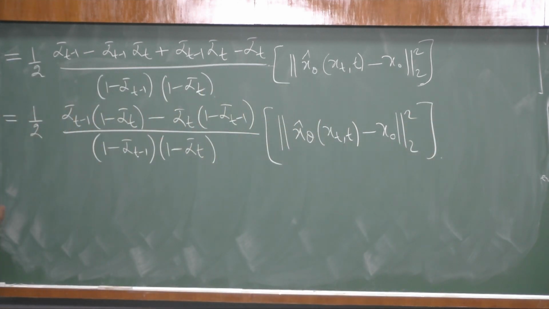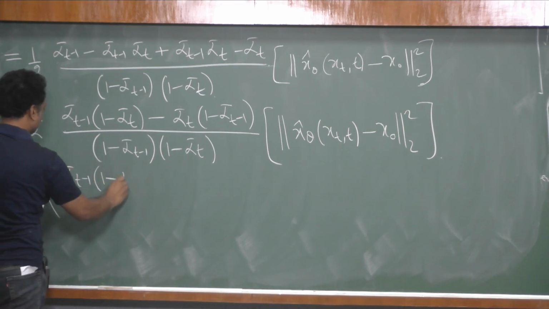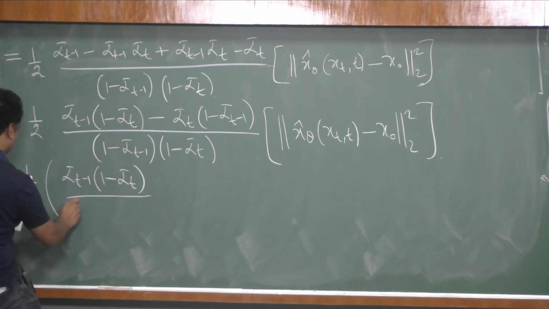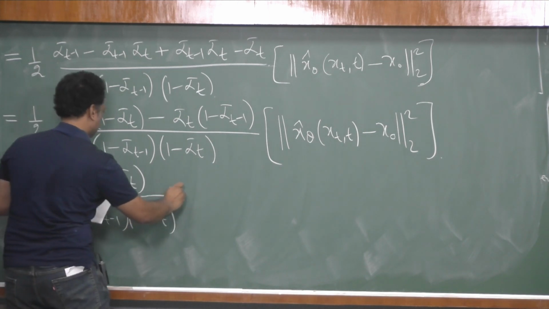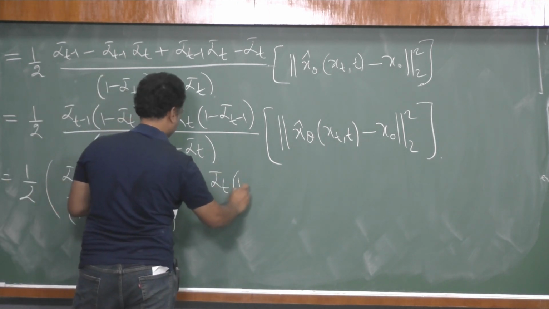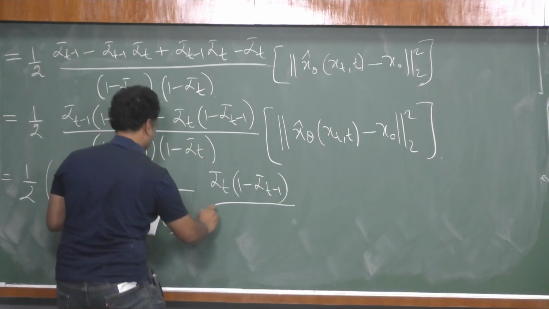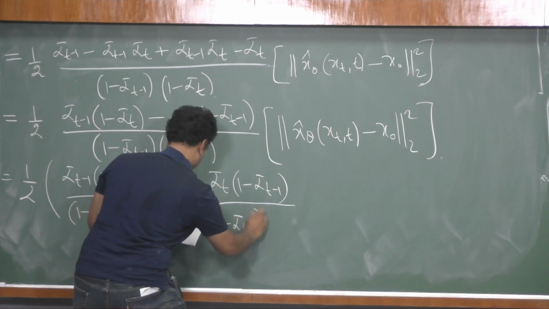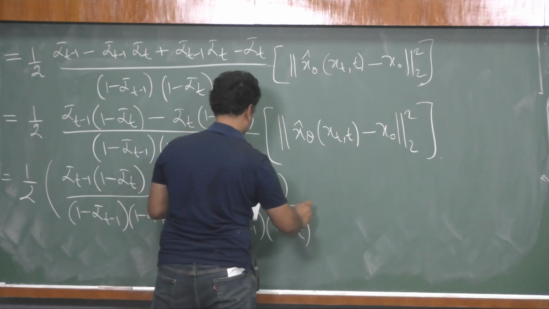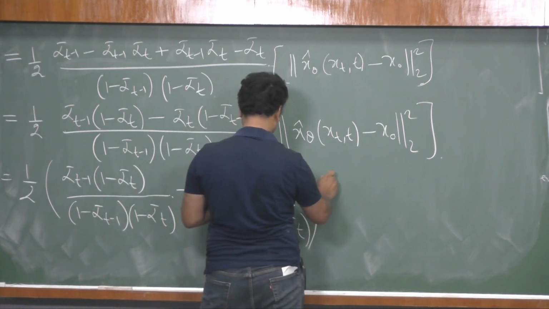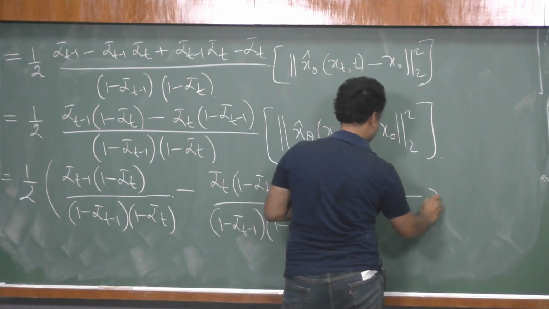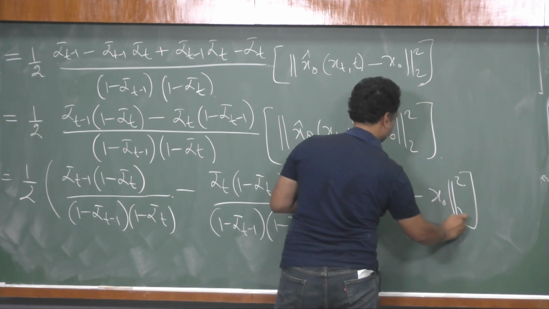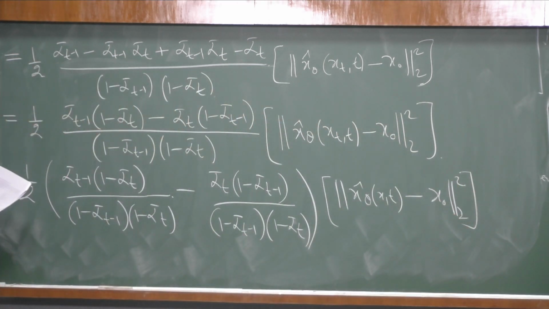So then we split this into two. So this is alpha bar t minus 1 minus alpha bar t divided by 1 minus alpha bar t minus 1 alpha bar t minus alpha bar t, and then 1 minus alpha bar t minus 1 minus alpha bar t. So this is the splitting we did, and then we have x hat theta x t.